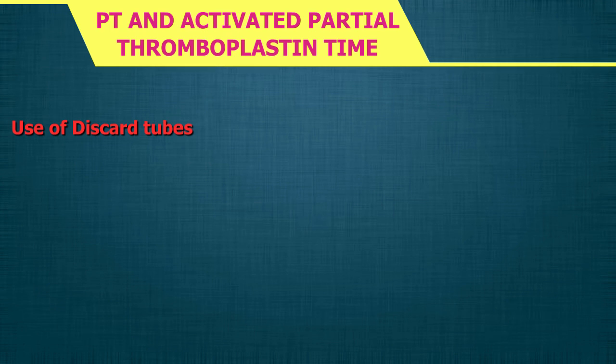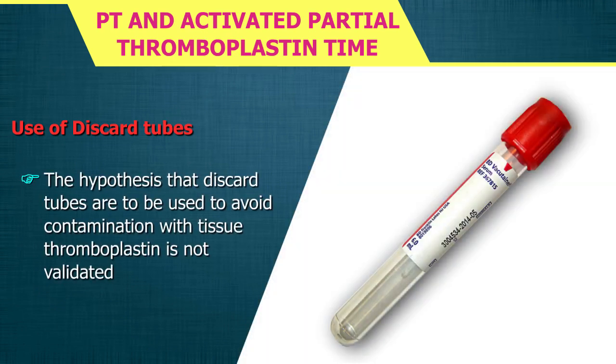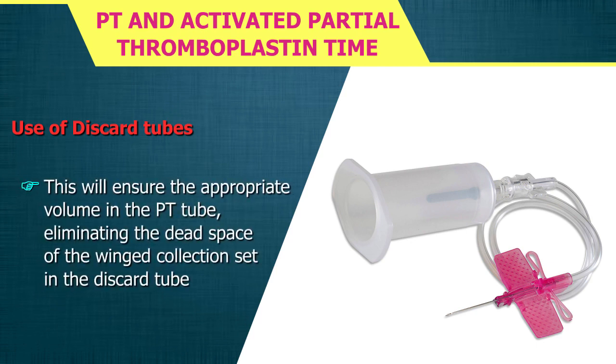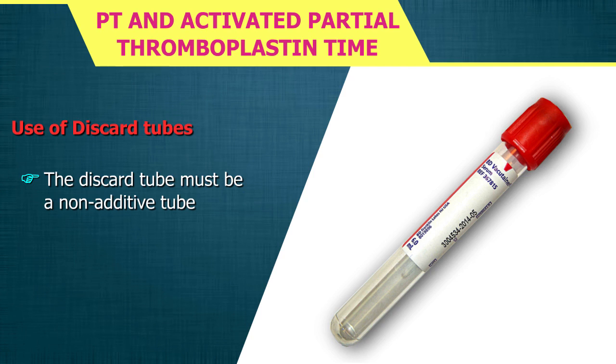Use of discard tubes. The hypothesis that discard tubes are to be used to avoid contamination with tissue thromboplastin is not validated. However, while using a winged collection set, if the coagulation tube is the first tube drawn, use a discard tube first. This will ensure the appropriate volume in the PT tube, eliminating the dead space of the winged collection set in the discard tube. The discard tube must be a non-additive tube.